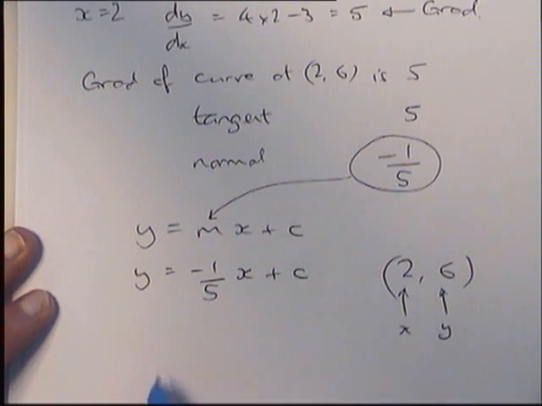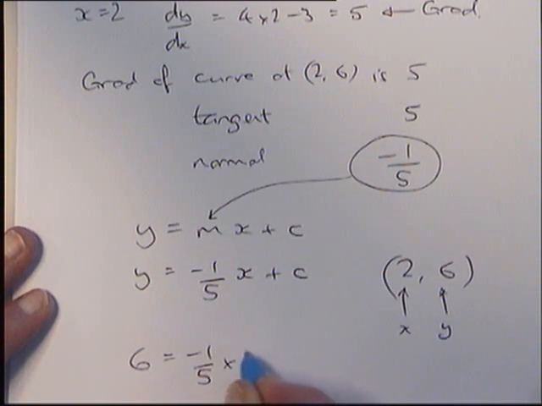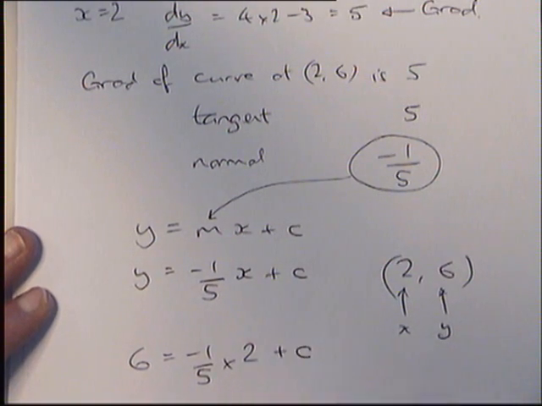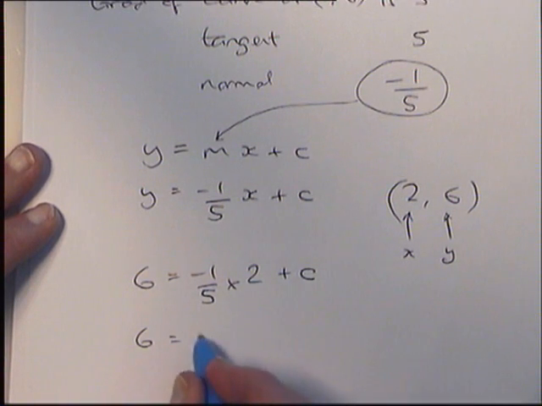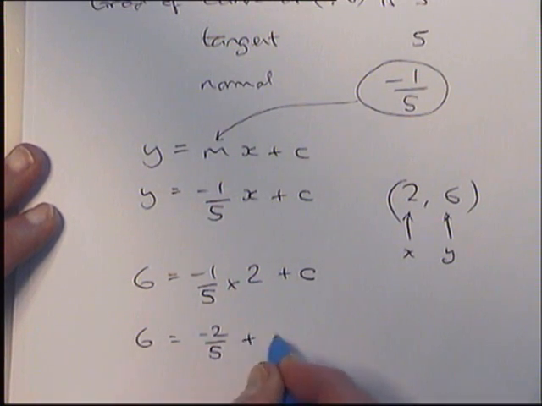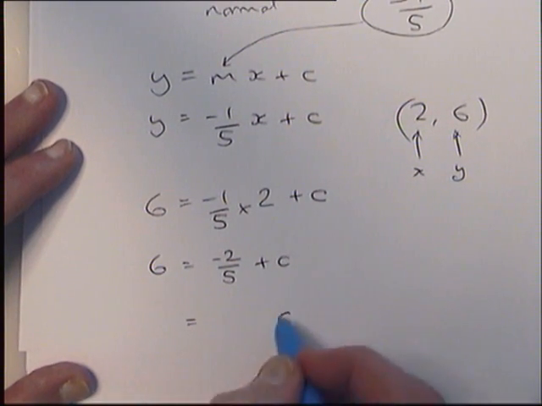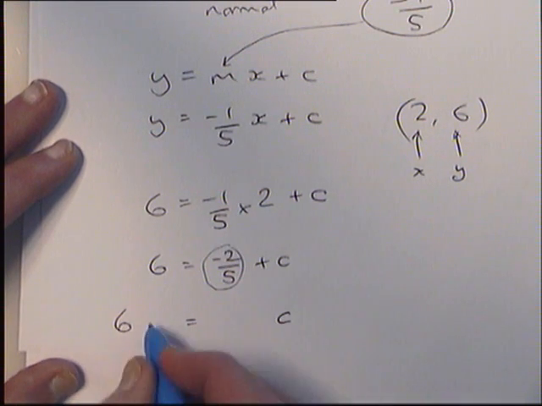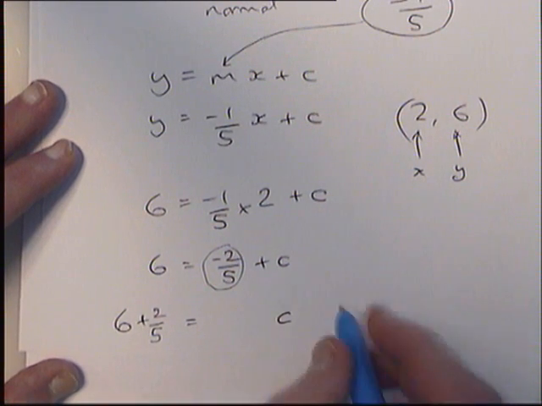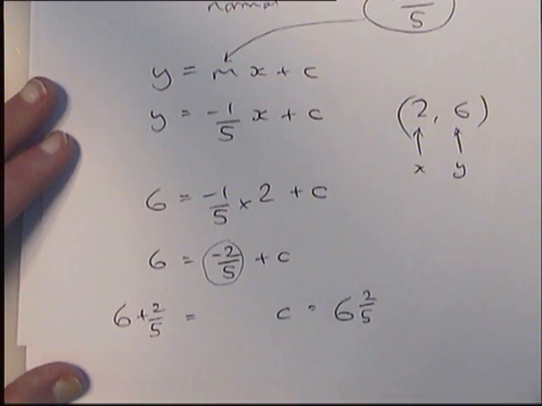And if I substitute those values in, I get y equals minus 1/5 times x plus c. So I get 6 is, times that together, minus 2/5 plus c. Well, I want to find out what c is. I'll leave the c where it is. I'll leave that 6 where it is. I'll shift this negative 2/5 to the other side where it becomes a plus 2/5. And 6 plus 2/5 is 6 2/5. So that's what my c is.